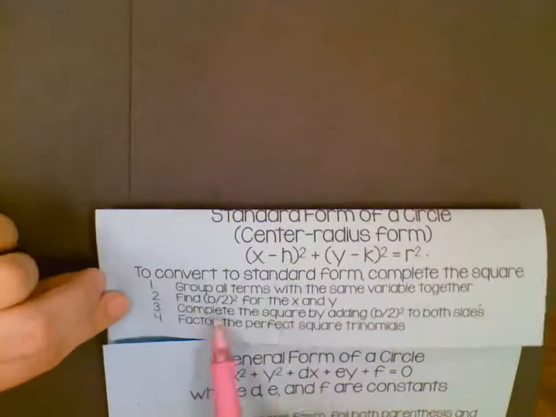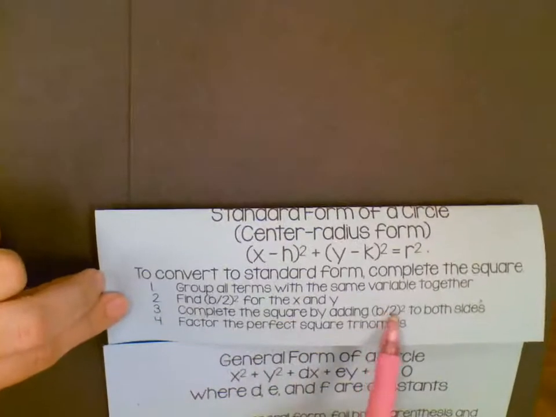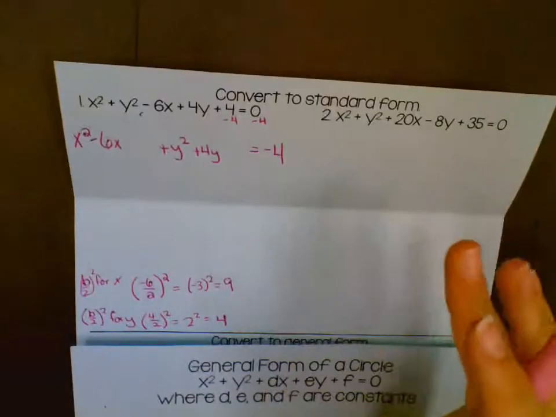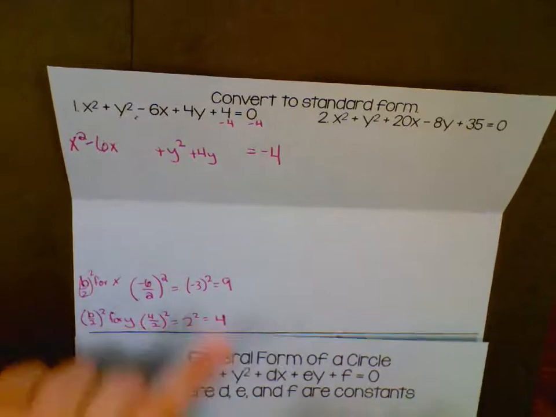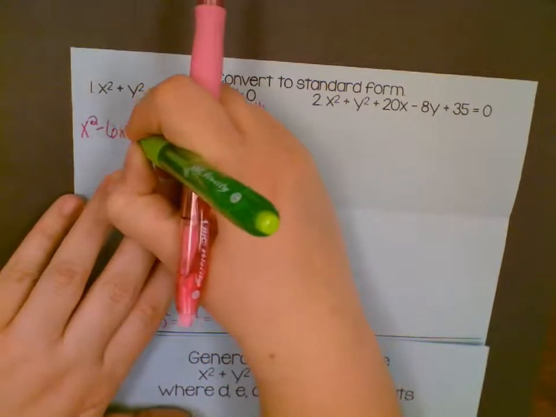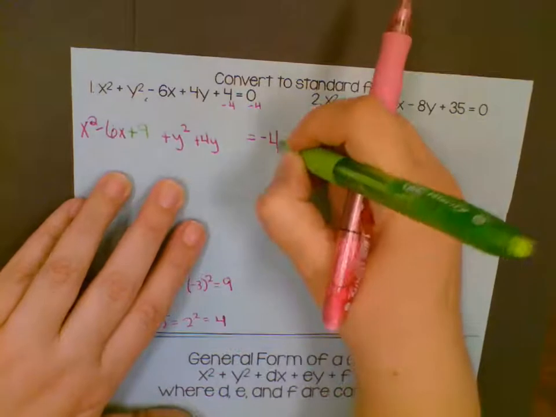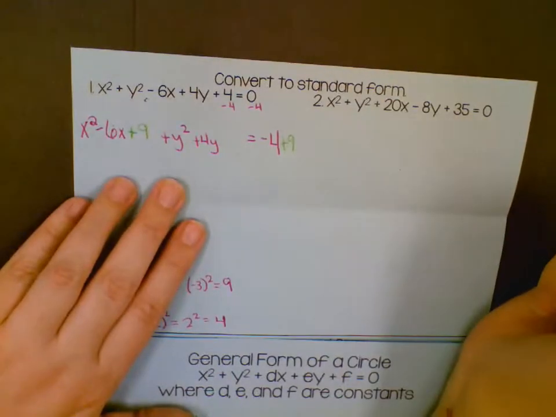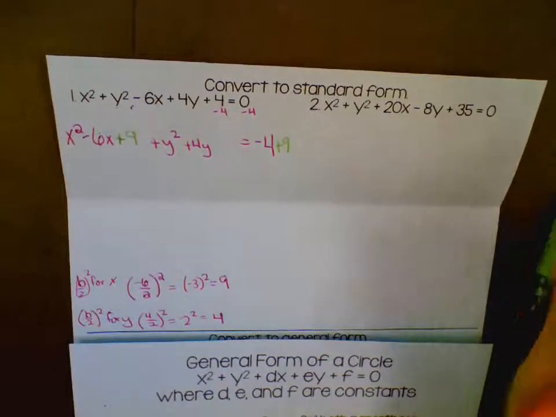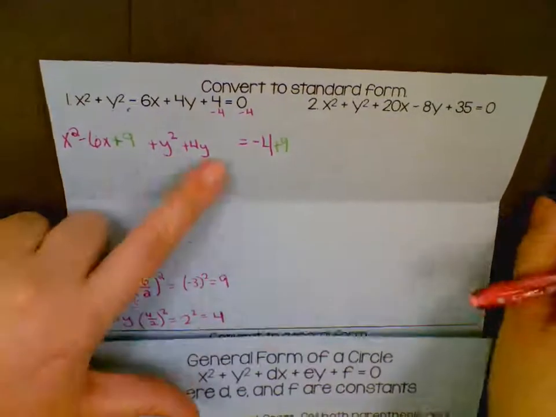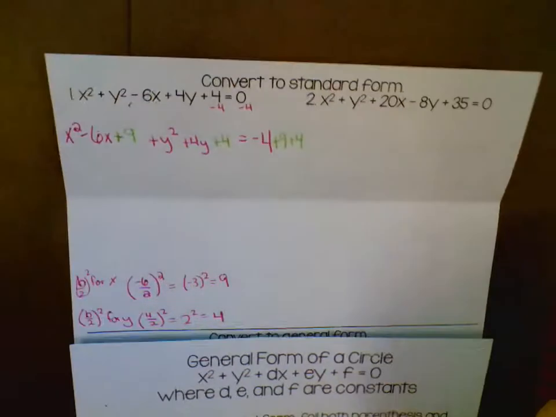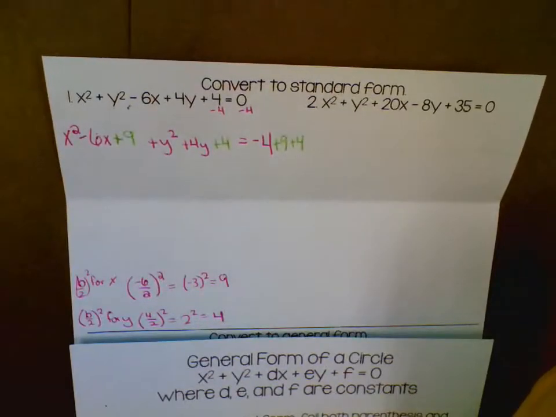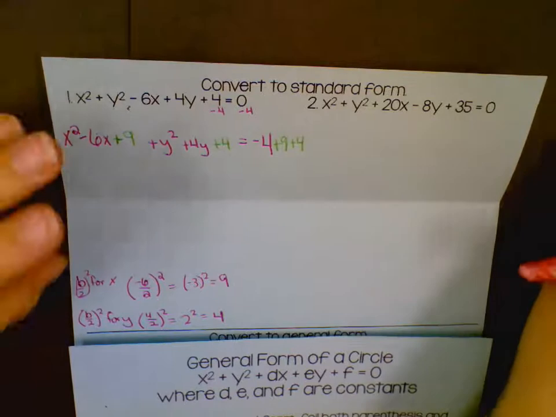So step 3 says to complete the square by adding that number that we found to both sides. So we have to do it for the x's and the y's since we have both variables. So our x number is 9. So we're going to add this to our x part of our equation, but we have to add it to both sides to keep it balanced. Okay, and then our y number is 4. So for our y's, we'll add 4, and again, add it to both sides to keep it balanced. So I hope you're with me so far.